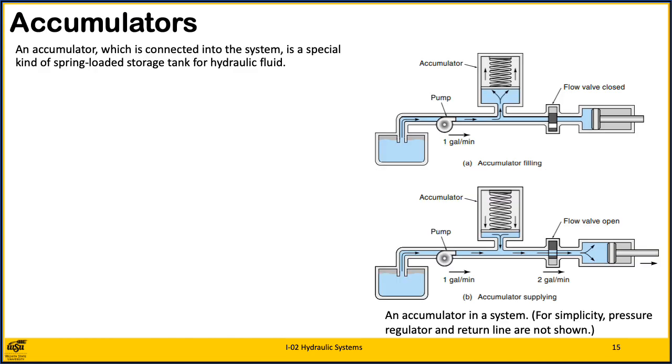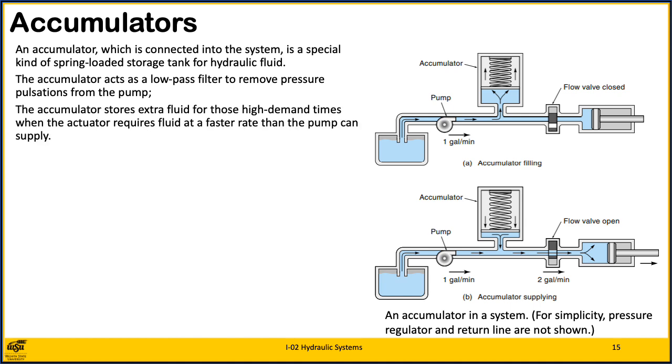An accumulator, which is connected to the system, is a special kind of spring-loaded storage tank for hydraulic fluid. The accumulator serves two functions. First, it acts like a low-pass filter to remove pressure pulsations from the pump. Second, it stores extra fluid for those high demand times when the actuator requires fluid at a faster rate than the pump can supply. This latter situation is illustrated, which shows a pump with a capacity of 1 gallon per minute supplying fluid to a cylinder.